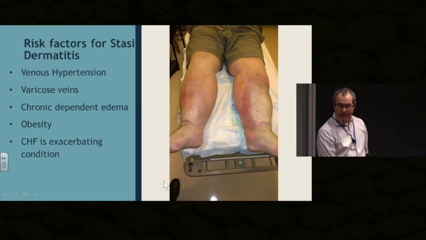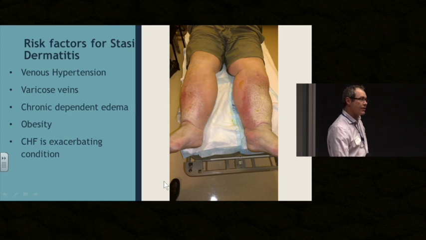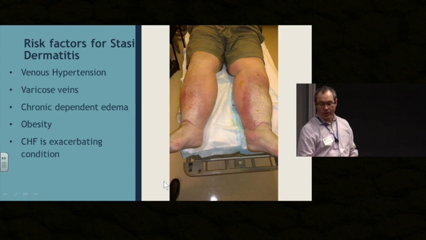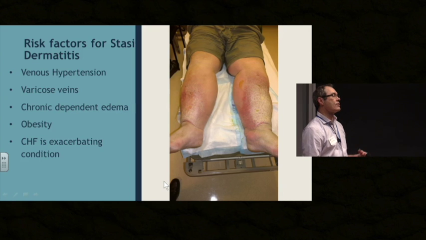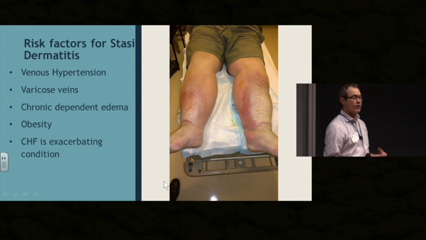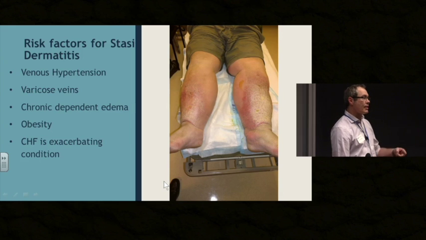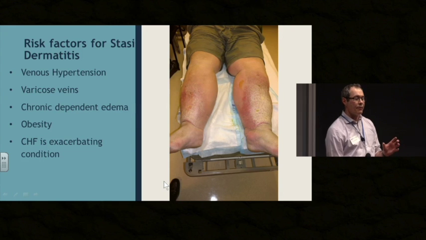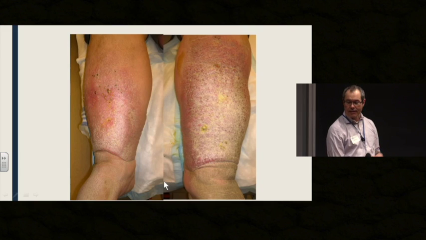Risk factors, as I said, are venous hypertension and chronic venous stasis, chronic dependent edema, and obesity. These are the main risks for this. Congestive heart failure is an exacerbating condition, but people who just have heart failure and CHF-related edema don't tend to have this. Similarly, people with nephrotic syndrome, low protein, and other reasons for peripheral edema tend to not have this. So usually it's with venous hypertension and venous disease.